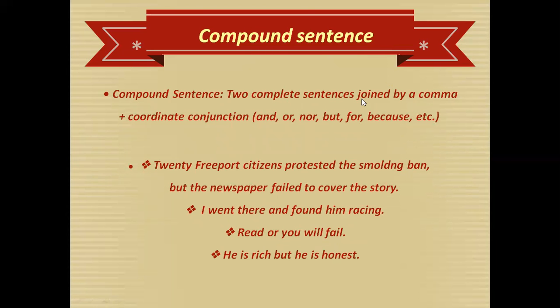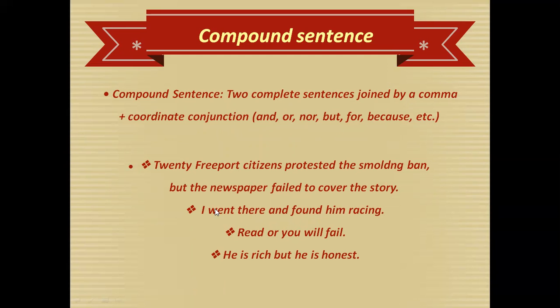Then what's a compound sentence? A compound sentence is two complete sentences joined by a comma plus coordinate conjunction. What are the coordinate conjunctions? And, or, nor, but, for, because, etc. So here a compound sentence consists of two complete sentences, that is two main clauses joined by a comma plus coordinate conjunction. For example, I went there and found him racing.